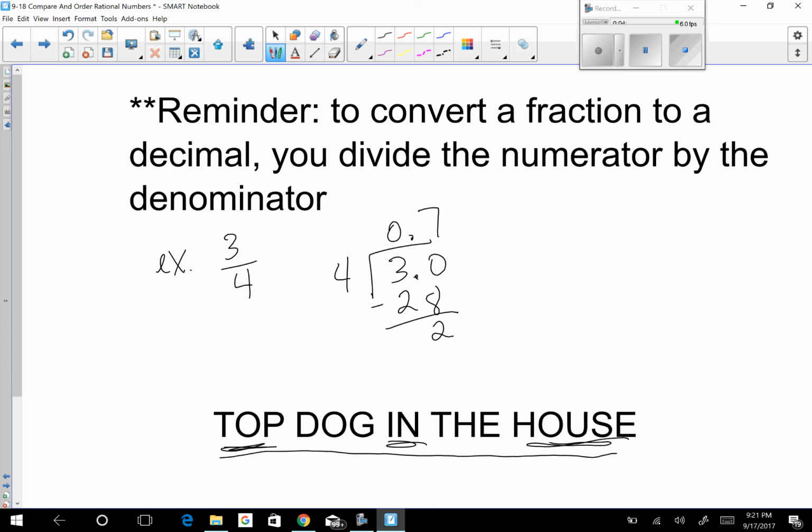Now, a lot of us I've seen going and writing some strange thing like 0.7 remainder 2. Guys, no, we're in middle school now. We have to keep going. Will 4 go into 2? No. So we can bring down another 0. Will 4 go into 20? Yes. 5 times. So what is 3/4? It is equivalent to 75 hundredths. Okay, top dog in the house. Top number goes inside. That's all you got to remember.